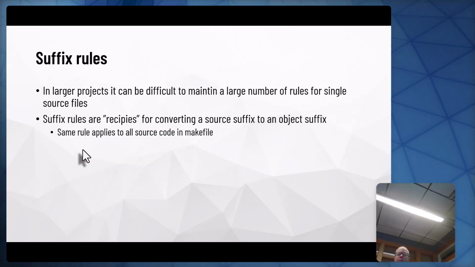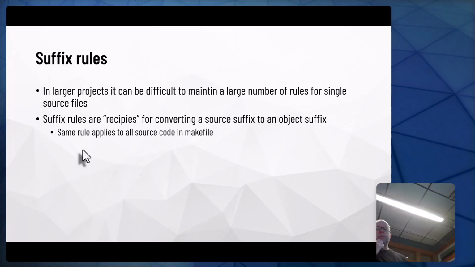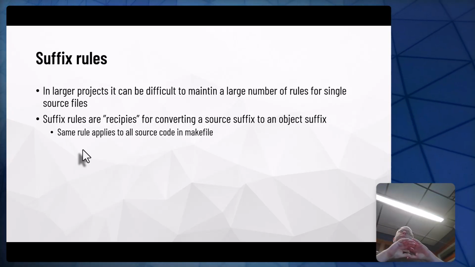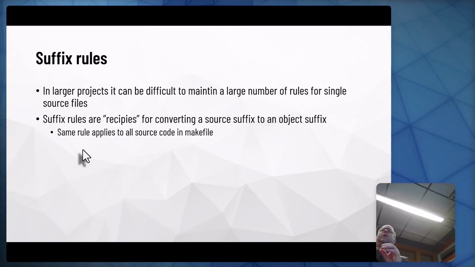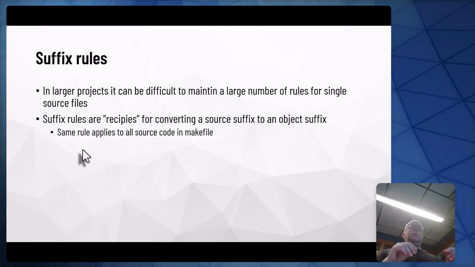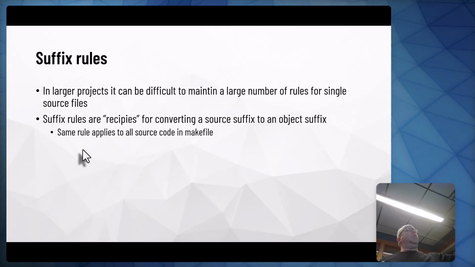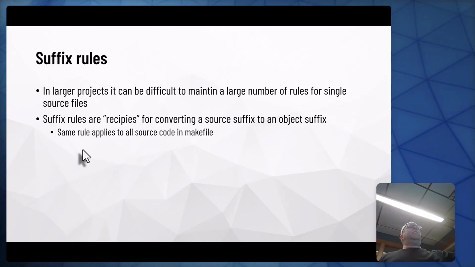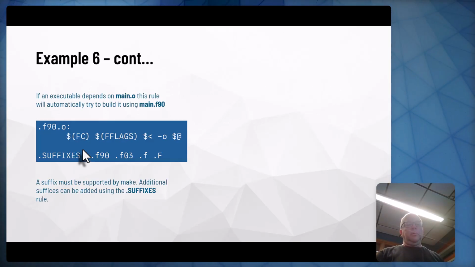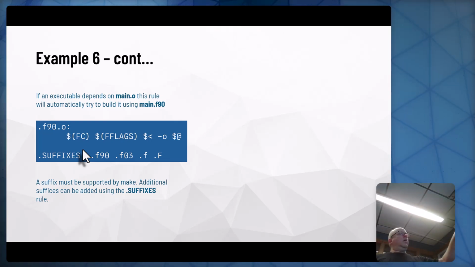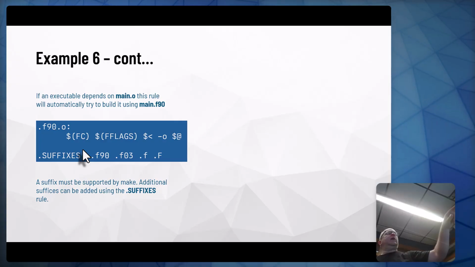Then we have something even more powerful, called a suffix rule. There you can create rules for how you get from a source code file to a .o file, for all the source code files. Then you have the same rule and recipe for every suffix in your code. In this case, you can have a .f90.o. That means how you get from a source code file to an .o file.